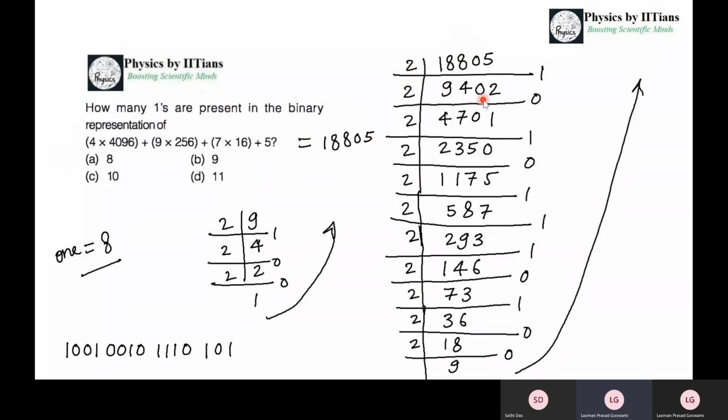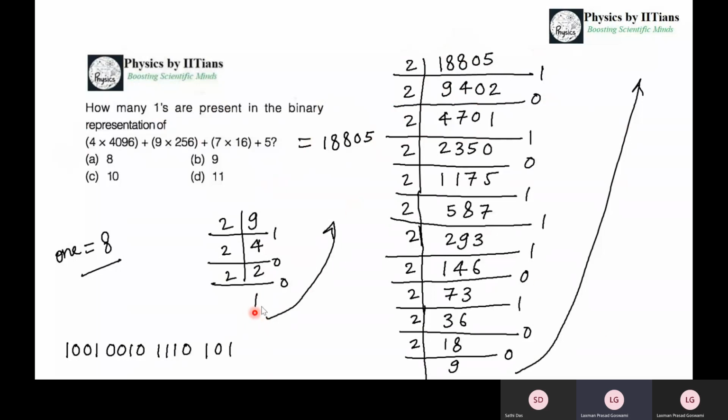We will have 9402. The 1 is the remainder. Again divide by 2. 0 is the remainder. Again divide by 2. So in this way, we will proceed. And finally, when the remainder is 1 and no further division is possible, take the numbers from bottom to top.